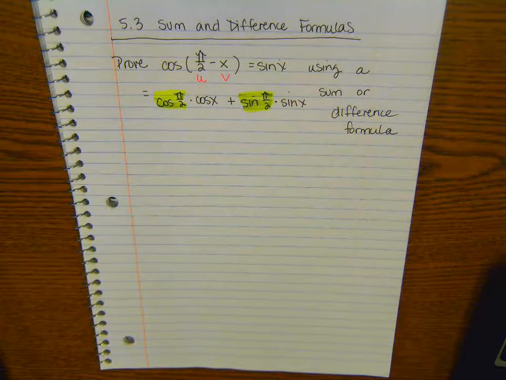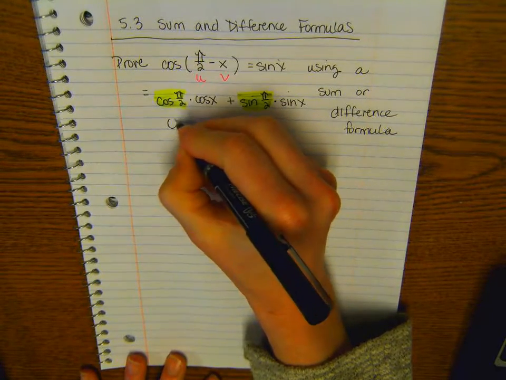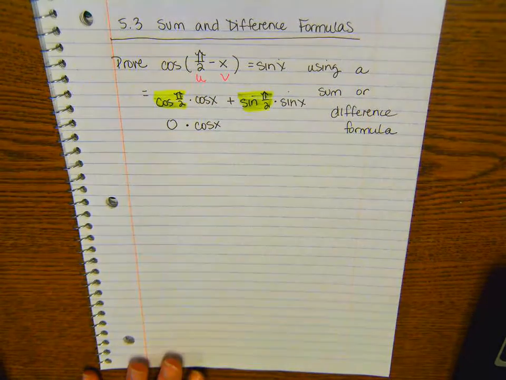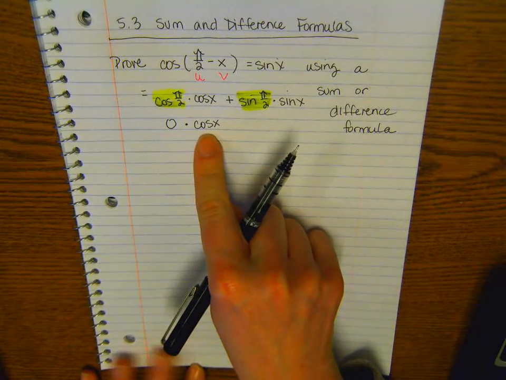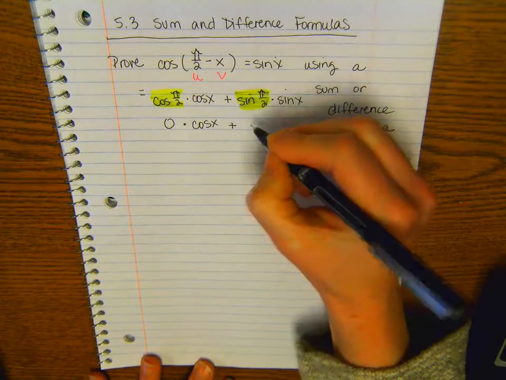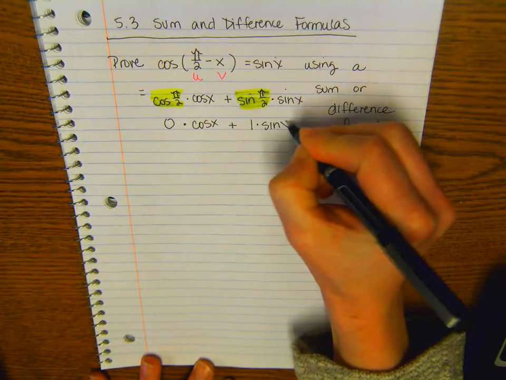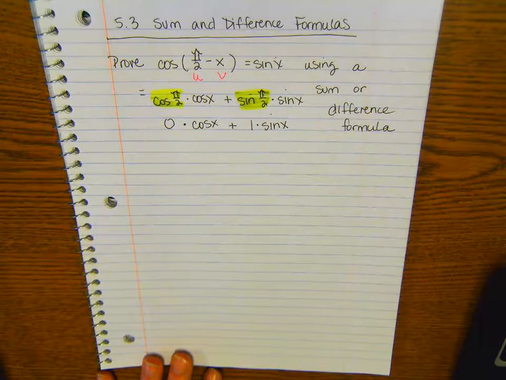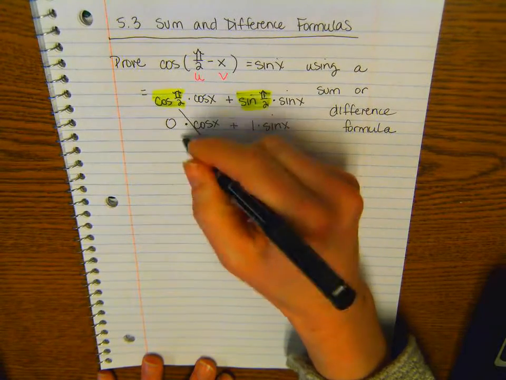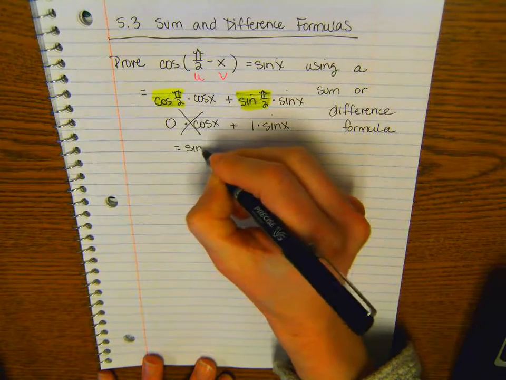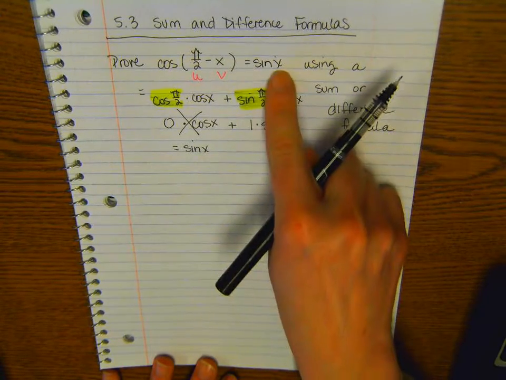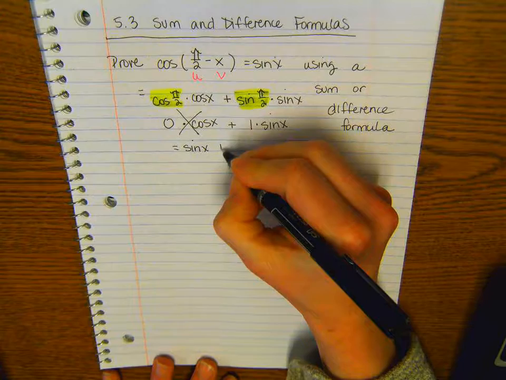The cosine of pi halves is 0. So I need you to show that you know that it's 0. So we have 0 times cosine of x, which in a second is going to cancel them. The sine of pi halves is 1. So we have 1 times sine of x. Then I have 0 times cosine of x, which cancels, and I'm left with sine of x times 1, which is 1 times sine of x. That was what we were trying to prove, so this would be the end of this proof.